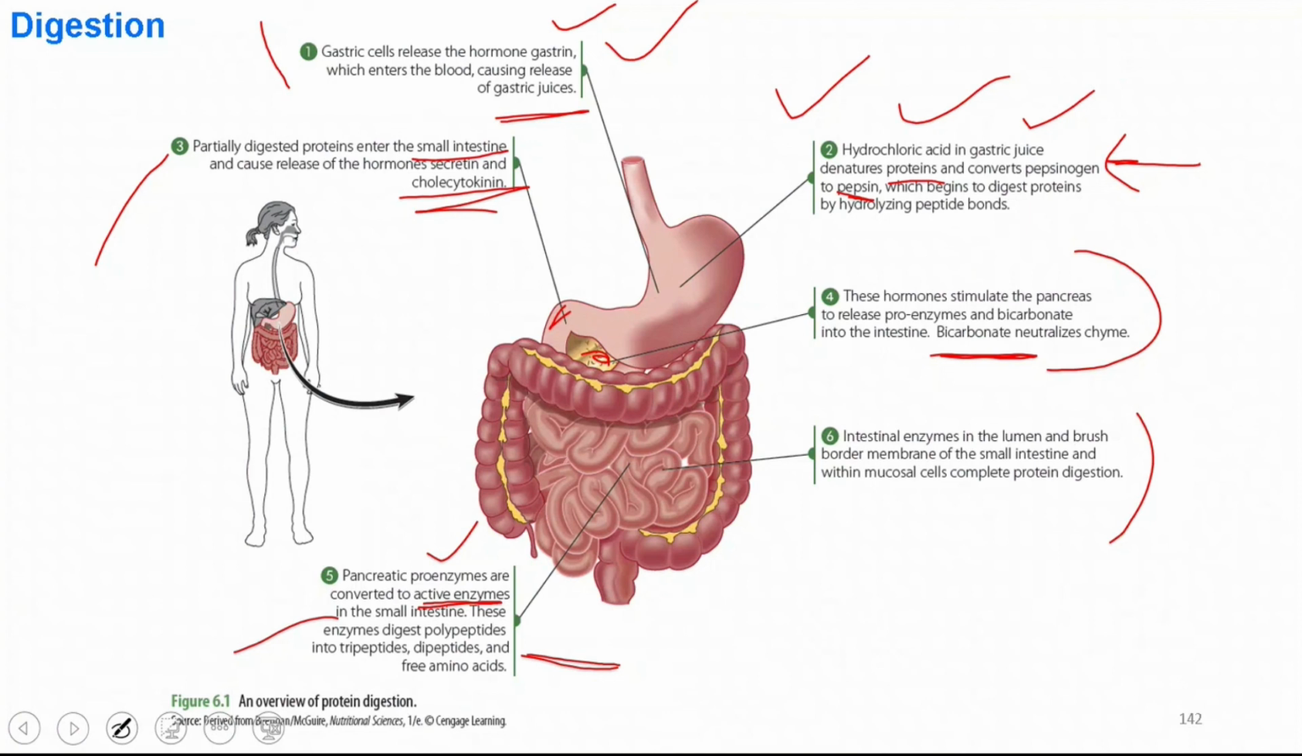intestinal enzymes in the lumen and the brush border membrane of the small intestine and within mucosal cells complete the protein digestion. स्मॉल इंटेस्टाइन की अंदरूनी सरफेस प्रोटीन्स को फुली डाइजेस्ट कर देती है, ताकि वो एब्जॉर्ब हो सके. ठीक है, ये 6 स्टेप हैं जो हमने आज तक पढ़े हैं, बाकी हम इंशाल्लाह नेक्स्ट क्लास में पढ़ेंगे.